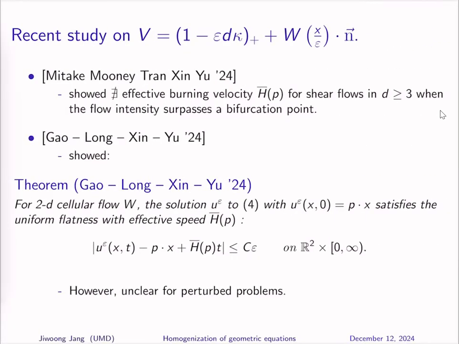But for perturbed problems, it becomes unclear because the game trajectory is also perturbed. So the proof strategies do not work directly, and we don't know the uniform flatness behavior. So for this non-coercive equation, the homogenization becomes unclear.